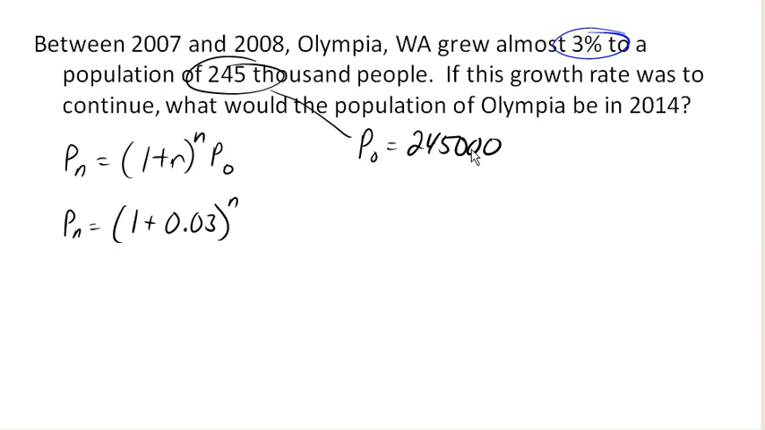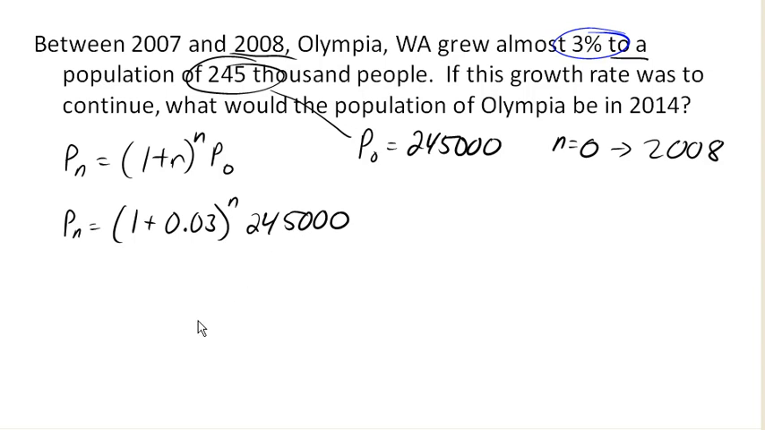And what is year 0 corresponding to here? So n equals 0 is corresponding to, let's see here, our population grew to a population of 245,000. So the 245,000 is our population in 2008. And so n equals 0 here is corresponding with 2008. Now, I'm going to go ahead and write out 245,000, but it would be just fine here as well to have written 245 and just remembered that our measurement was in thousands.